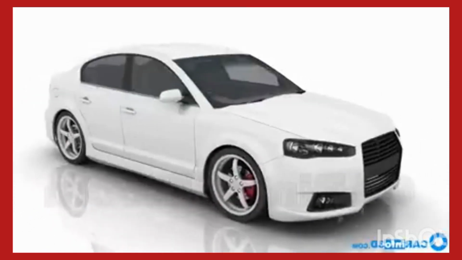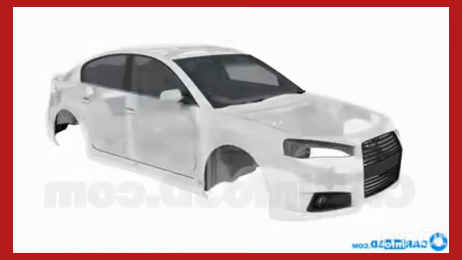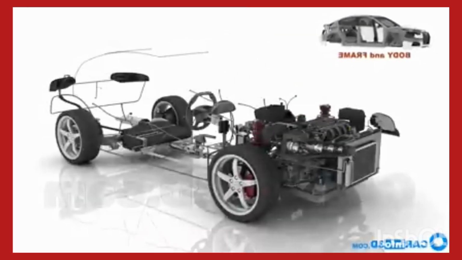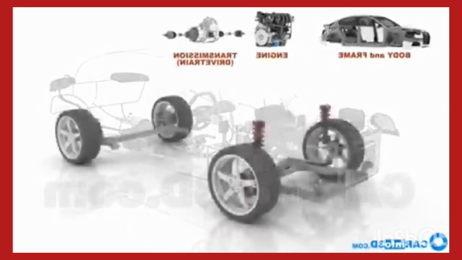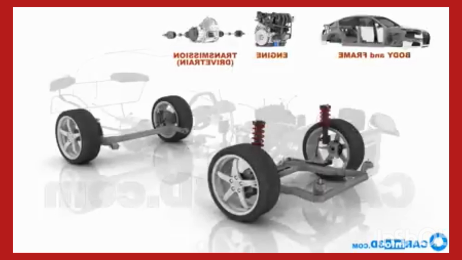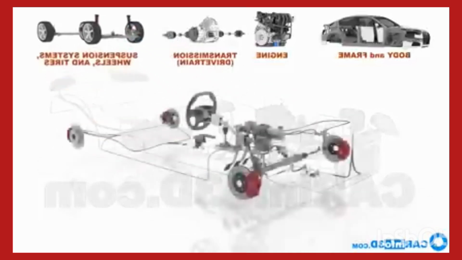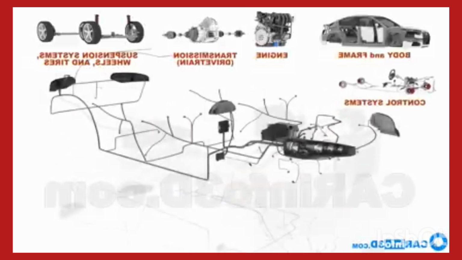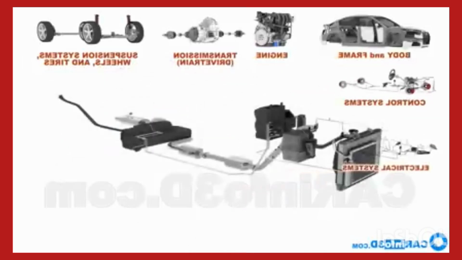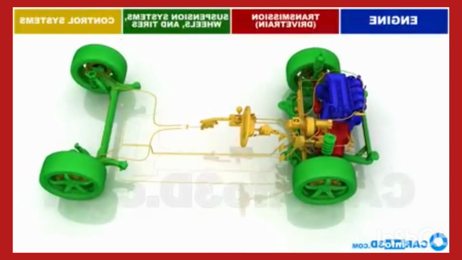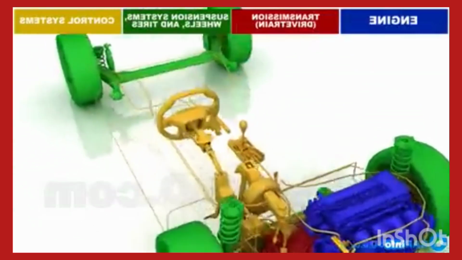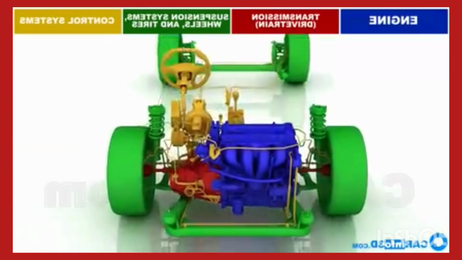The following major systems are included in the vehicle: the body and frame, the engine, the transmission, suspension systems, wheels and tires, control systems, electrical systems. The engine subsystems and the climatic equipment are the only remaining pieces of equipment. Let's take a look at the car's major components and assemblies. It may appear complicated now, but we're gonna explore each system in greater detail.